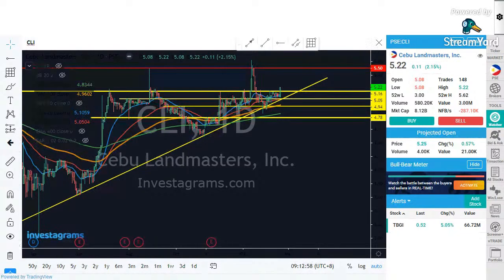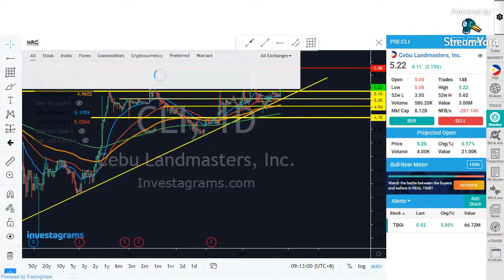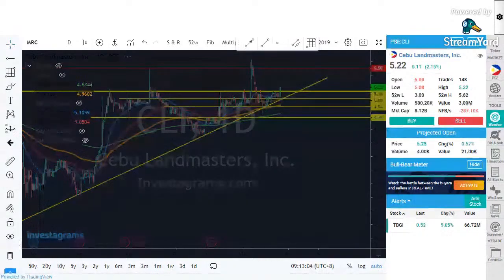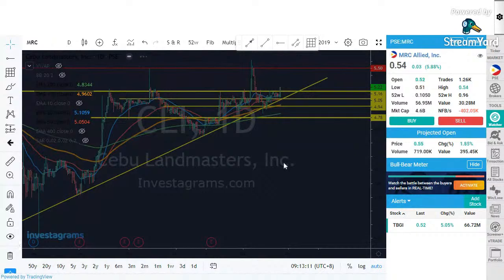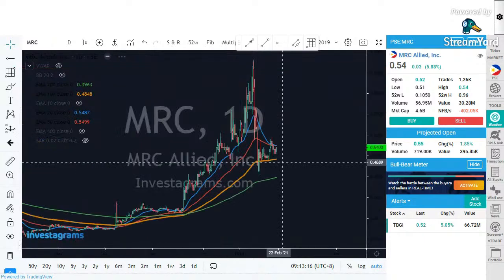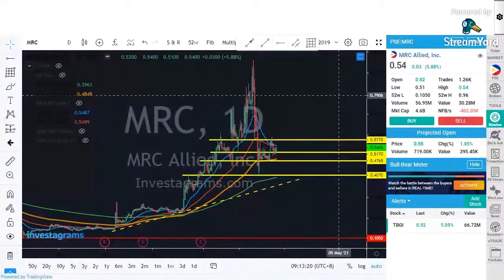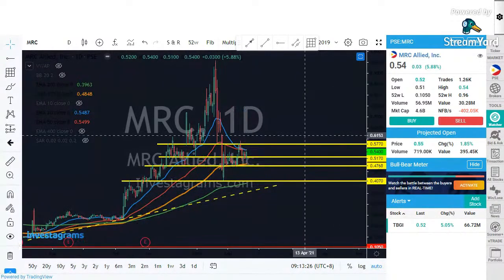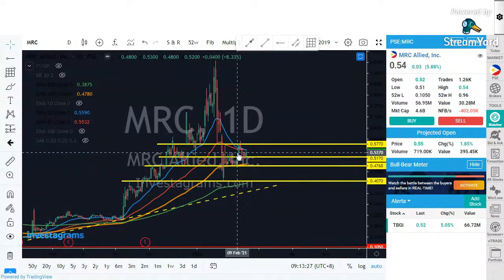We'll see the next one, which is MRC. We'll see MRC. MRC yesterday is up by 5.88%, but still below the two exponential moving averages, the 20 and 50.